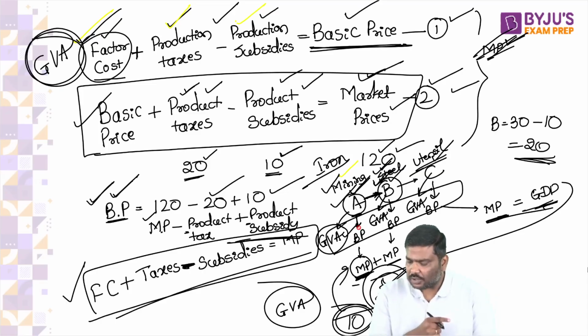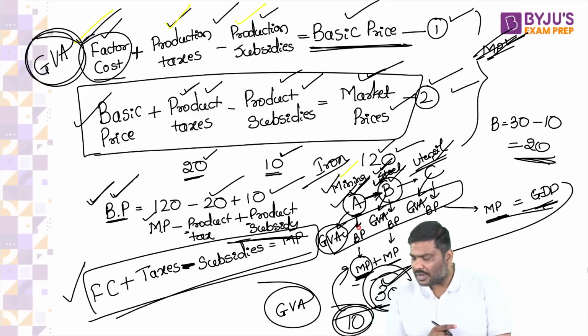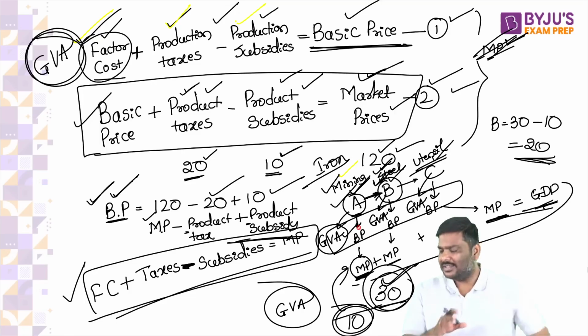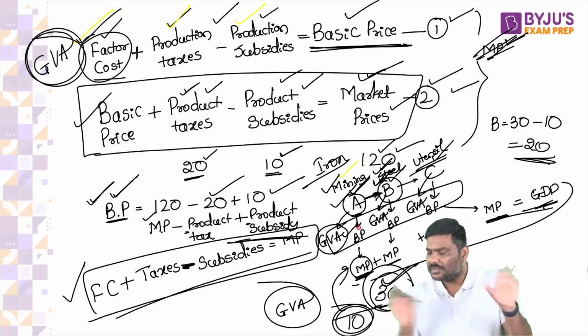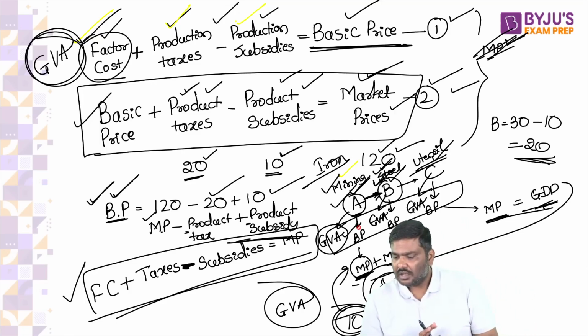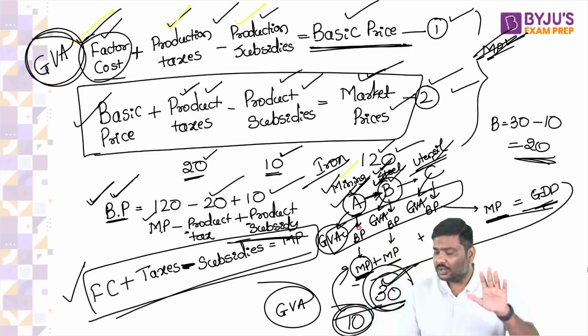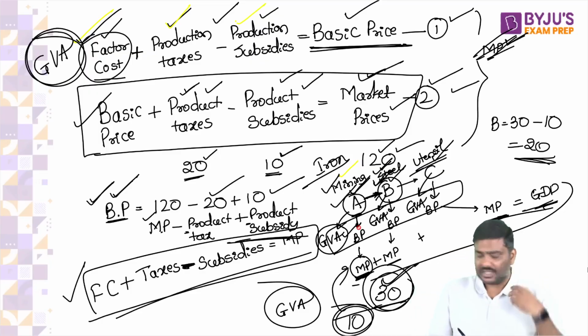Sir, you are saying two taxes and two subsidies. So is that production taxes, subsidies, and product taxes? Of course, yes, my dear. These are the two types of taxes and two types of subsidies. Any problem? Can I go forward? These are the two formulas. Please learn them by heart. This is my recommendation.